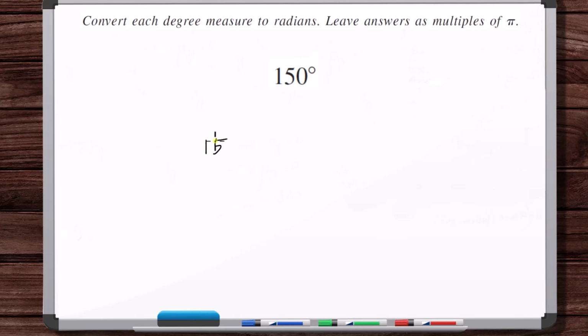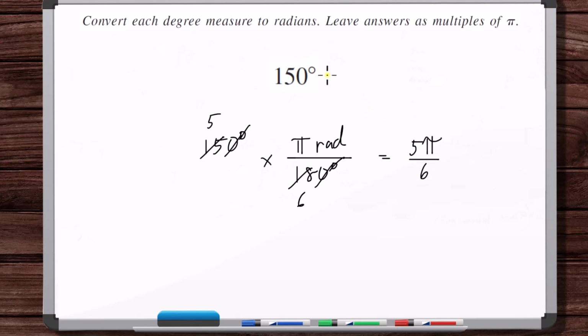Okay, 150 degrees. I'll start using pi radians. In a half rotation, there's pi radians for every 180 degrees. Degrees cancel. 15 divided by 3 is 5. 18 divided by 3 is 6. 5 pi over 6. This is equal to 5 pi over 6 radians.